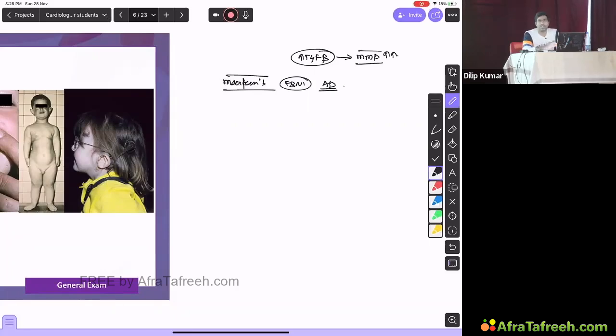Number 3, your attachment with TGF beta reduces, because of that your TGF beta levels increase, free TGF beta, and that is going to activate matrix metalloproteinases, which can result in the dissolution of the matrix in different areas, resulting in other problems of Marfan syndrome.